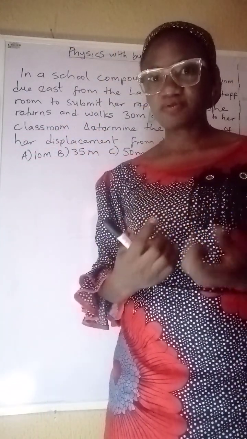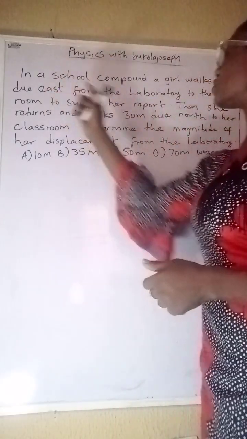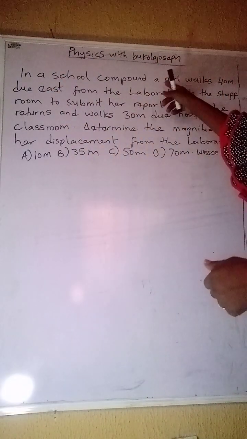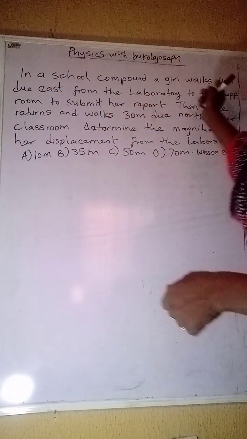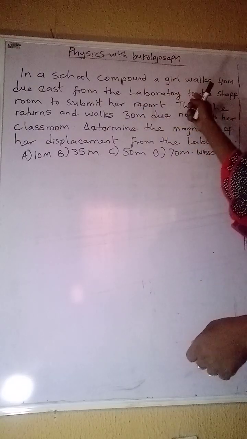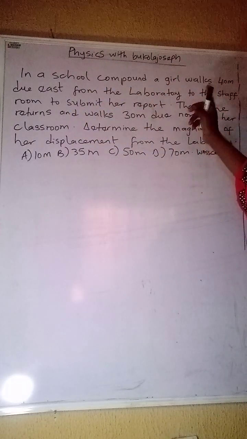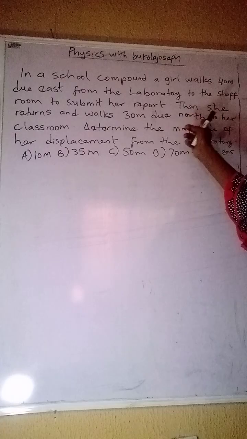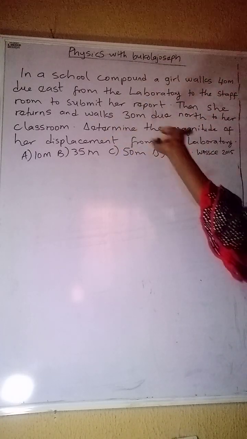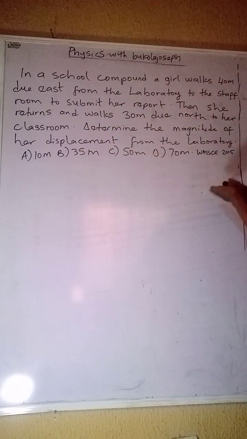It's WAEC 2015. Let me read the question and then we'll tackle the problem together. In a school compound, a girl walks 40 meters due east from the laboratory to the staff room to submit a report. Then she returns and walks 30 meters due north to her classroom. Determine the magnitude of her displacement from the laboratory.